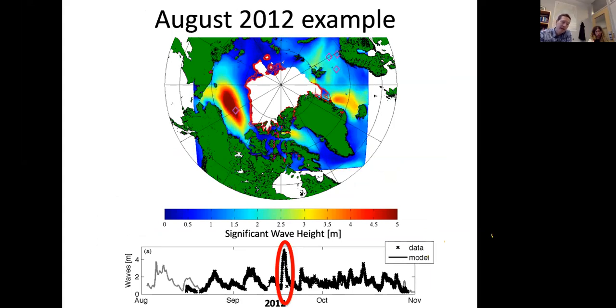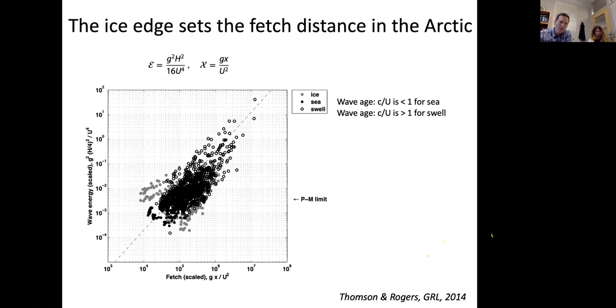We analyzed that event and analyzed the entire data set in terms of the open water fetch available and came up with this result, which really collapses a lot of the data. There's several orders of magnitude of wave energy observed, and it's well correlated with the available fetch. And that available fetch is predominantly set by where the ice edge is, basically. So we're really just tracing back along the wind direction until we hit land or until we hit ice.